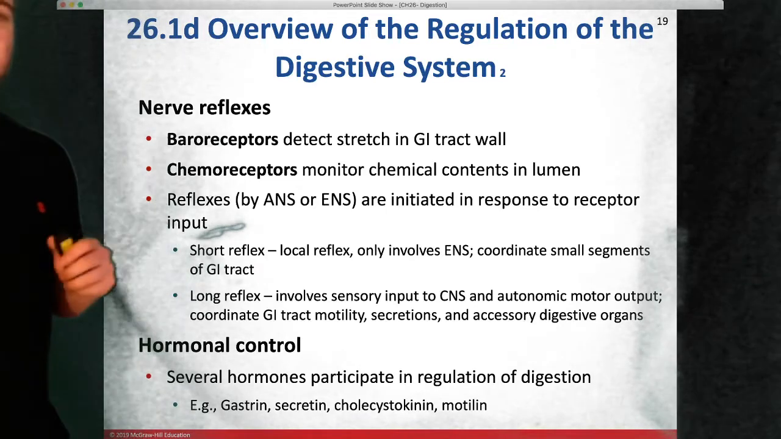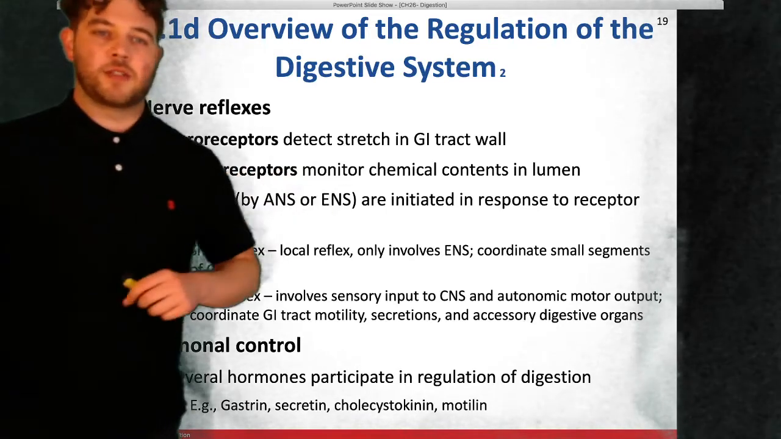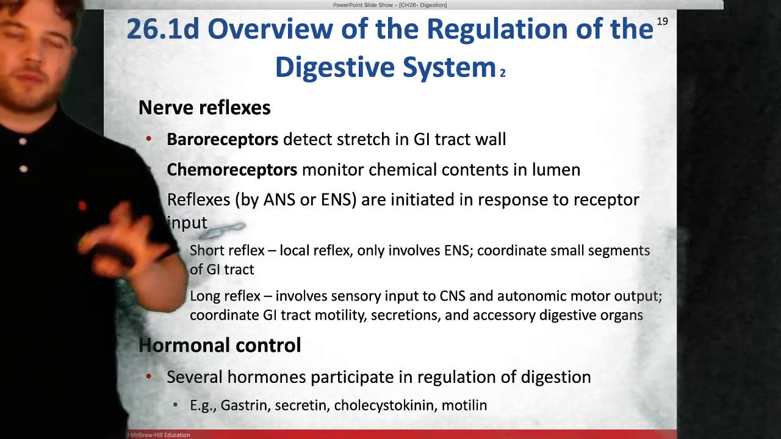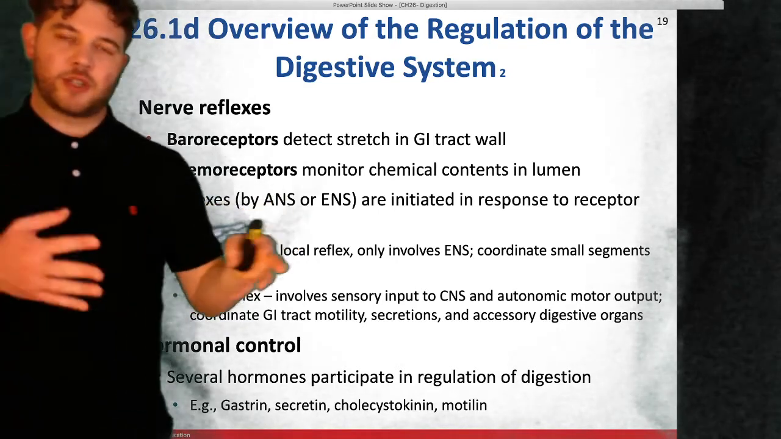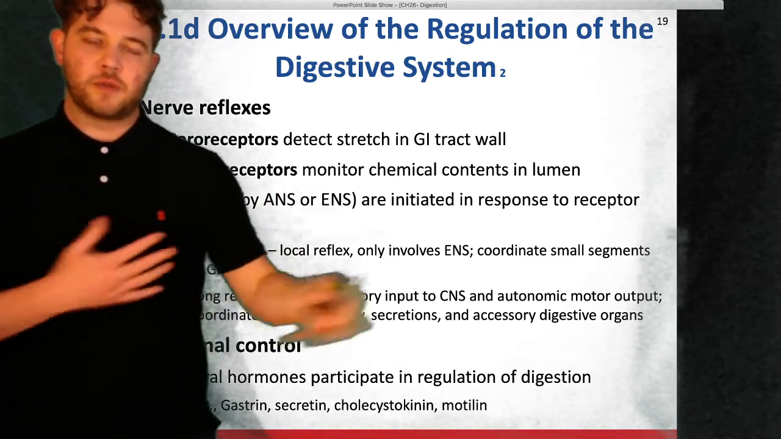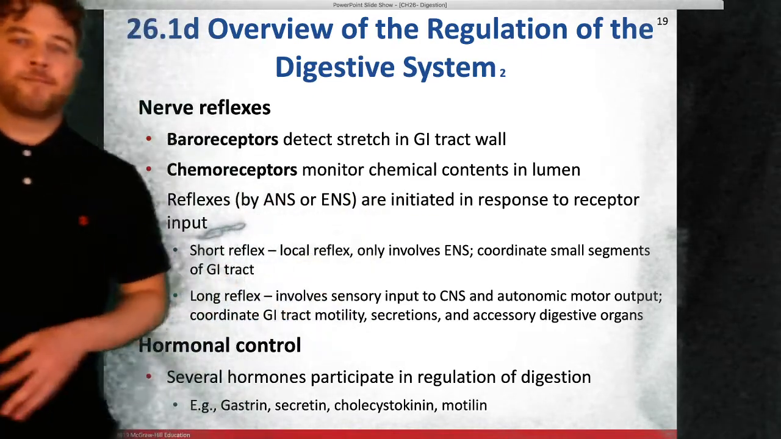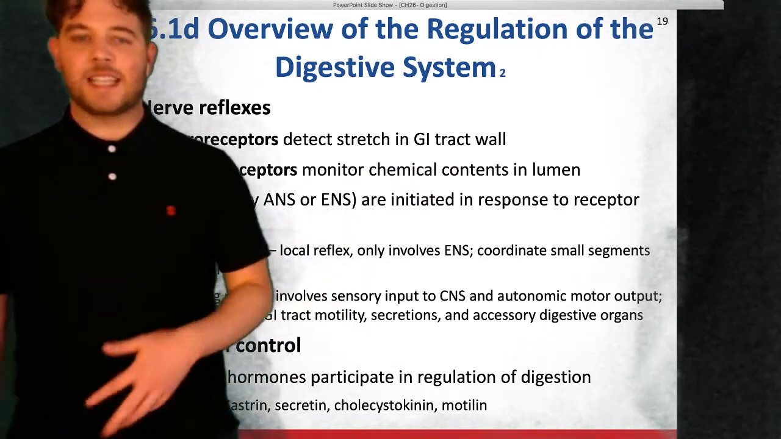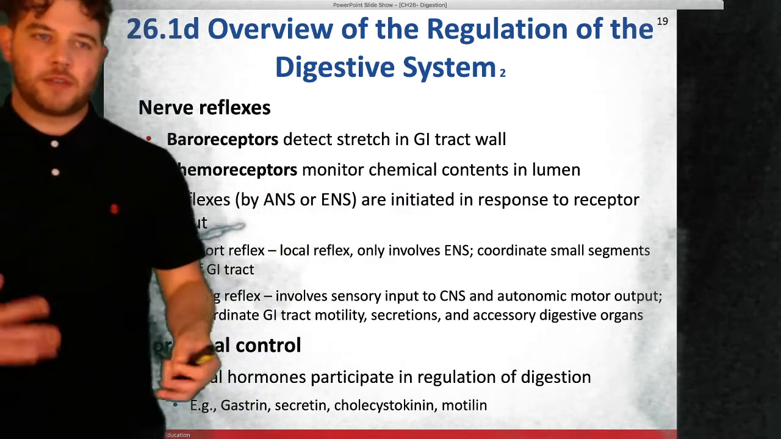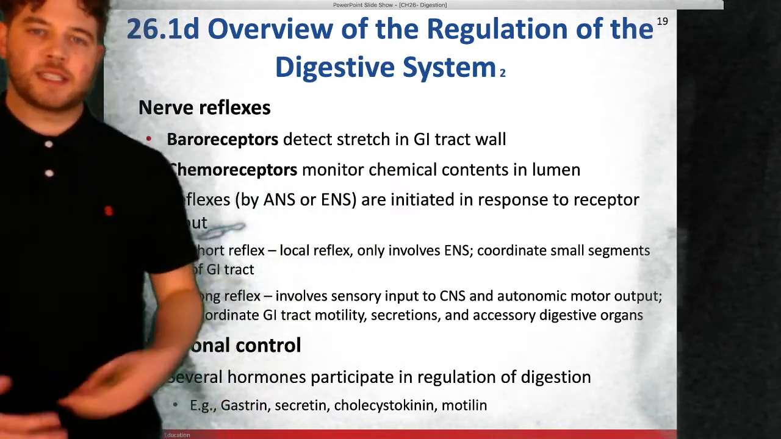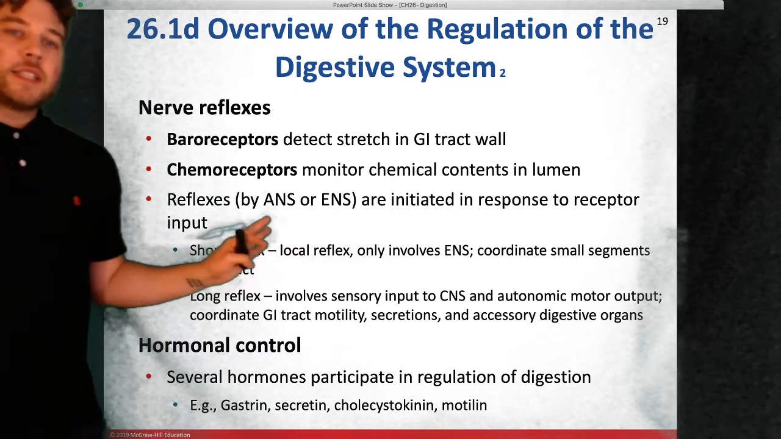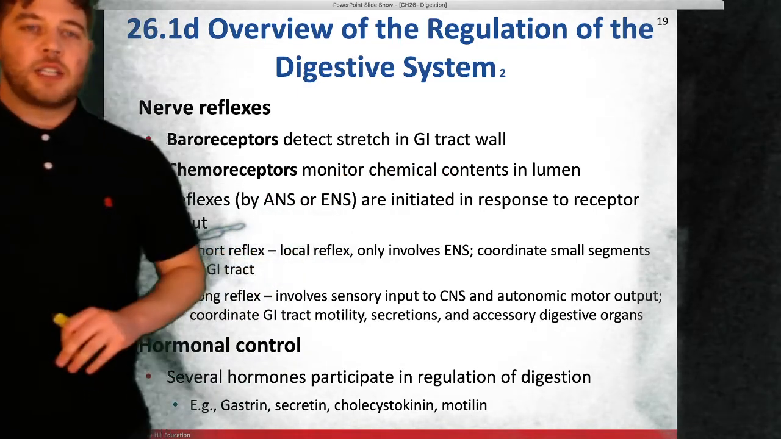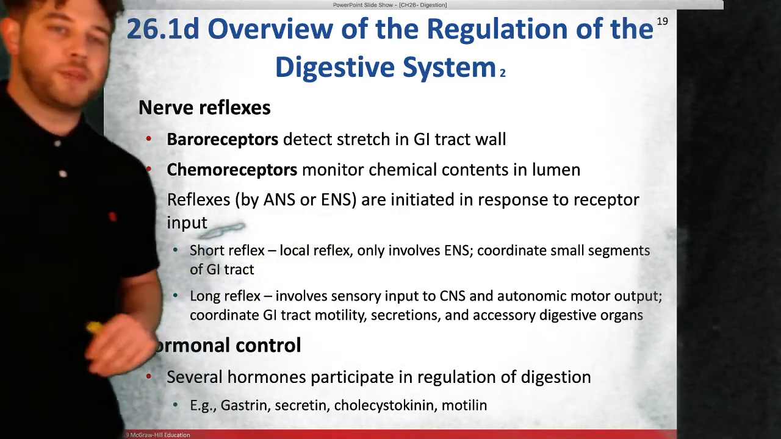You have different reflexes. You have baroreceptors detecting the stretch in the GI tract wall. Remember, I said that the bolus will kind of stretch in certain parts, and that will send signals for other parts of the GI tract to respond. Chemoreceptors monitor the chemical contents of the lumen. Is it fatty? Is it an acid? What kind of components are here? What kind of secretions do we need to break this down? The reflexes, either the autonomic or the enteric, are initiated in response to receptor input.